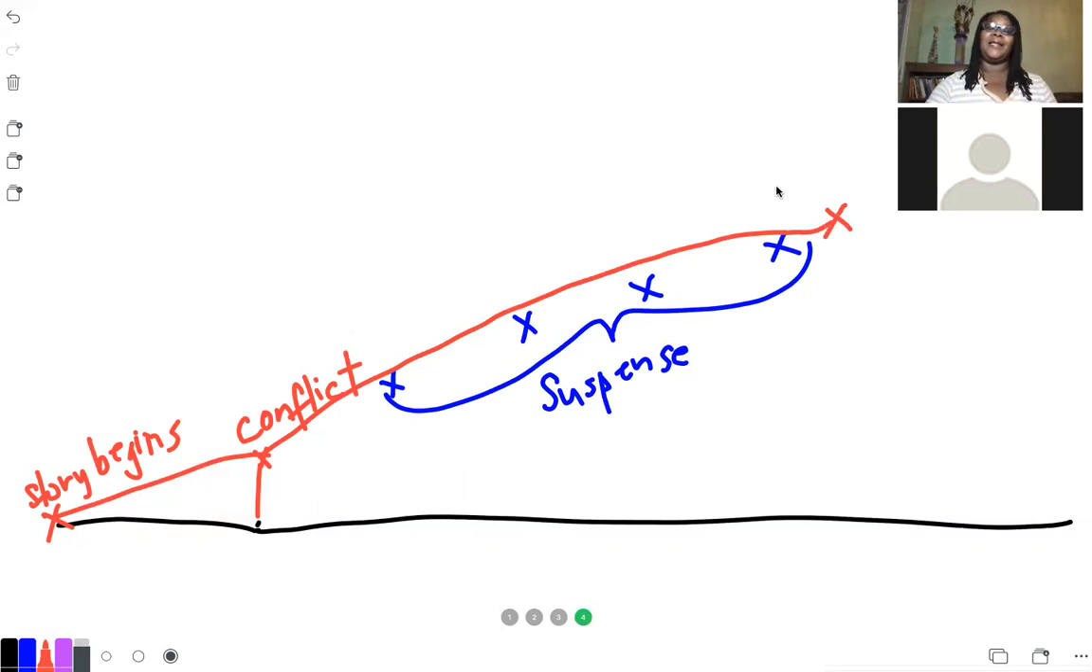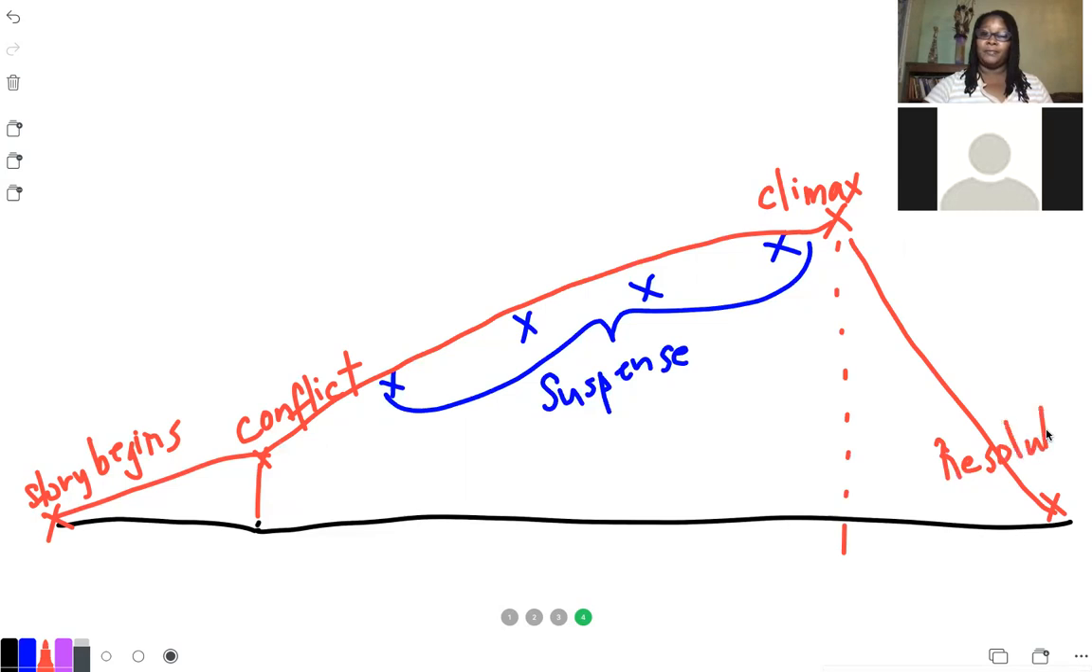Now, when the suspense gets to a point where it can't go any further, that is where you have your climax, the highest point of your story. And then notice now in the timeline where it is, very close to the end, shortly after your climax, where everything wraps up, that is where you have your resolution. So, with all of that being said, let us do a quick recap in terms of story writing.